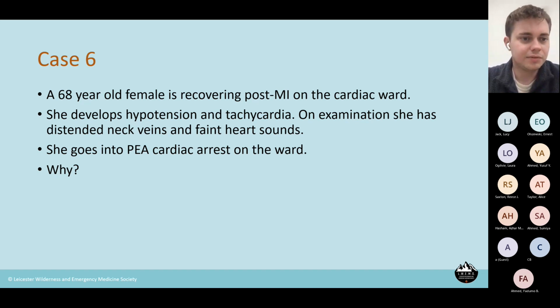Okay. So you've got a 68-year-old female who's recovering on the cardiac ward post MI. She develops hypotension and tachycardia. She's got distended neck veins and her heart sounds are quite faint when you auscultate. She goes into PEA on the ward. Why has this happened, do you think?